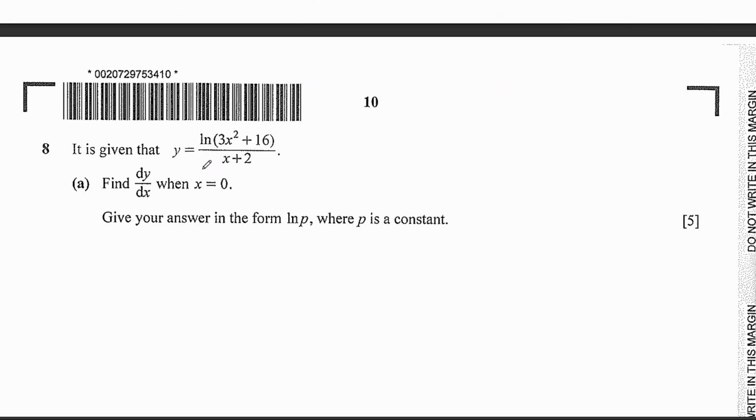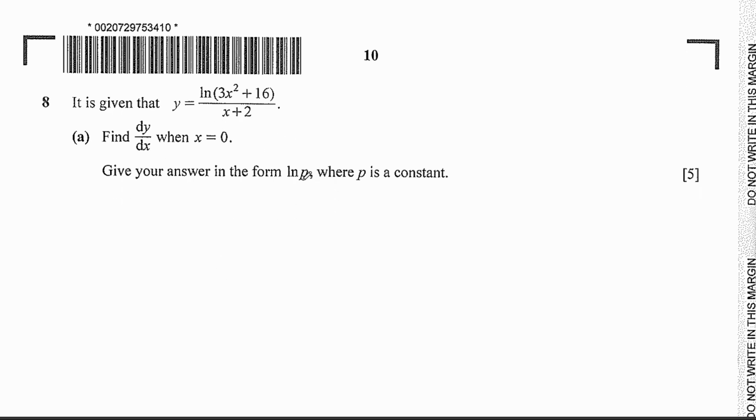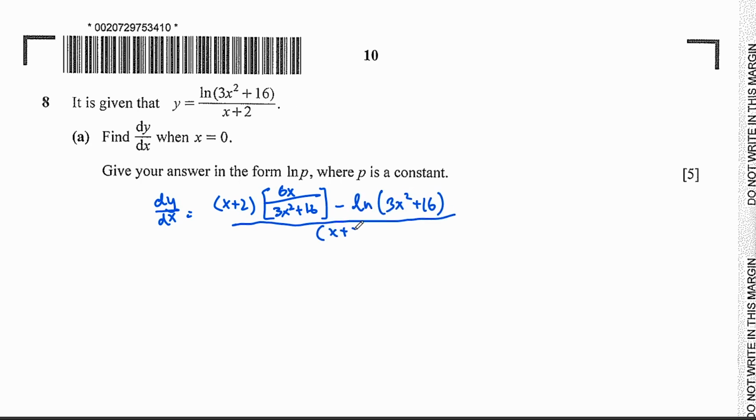and question 8, it's given an expression of y and we want to find the derivative evaluated when x is 0, giving it in the form of the natural log of p. So let's try and do this. For dy dx, we have to use the quotient rule here, or if you would rather do the product rule, you can express the bottom as the exponent of -1, which is also fine. So we leave the bottom first, differentiate the top, subtract the derivative of the bottom, which is 1, and the top, and divide it by the bottom squared.